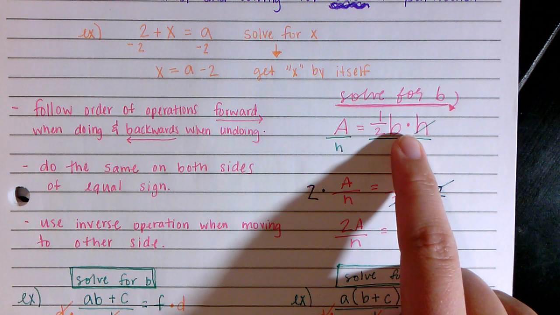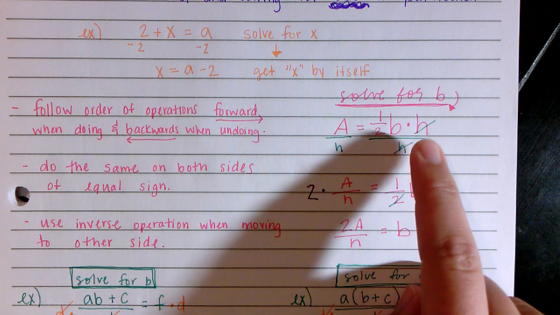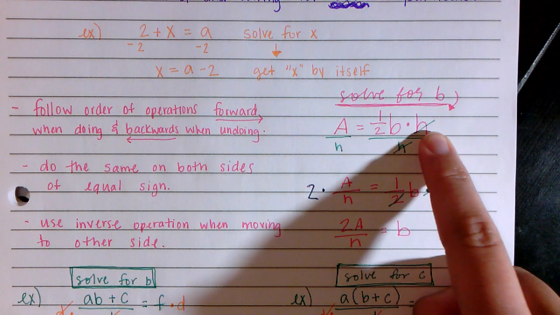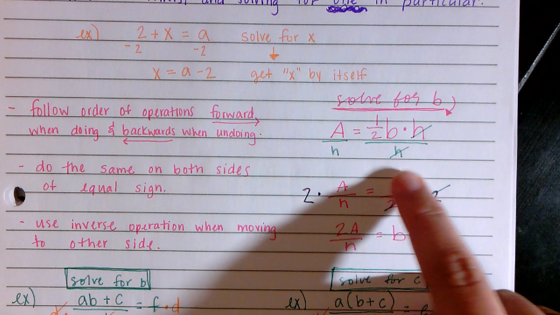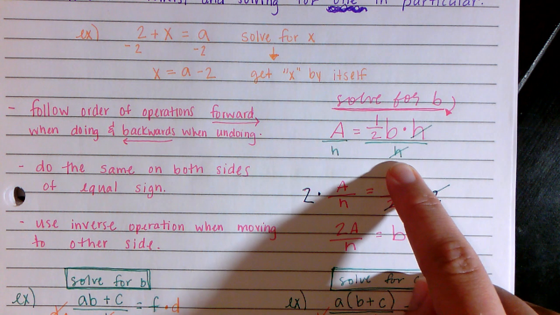So I can't do adding or subtracting first because there's none of that. So to get rid of times h, I divide by h. Remember, whatever you're trying to get rid of, that's what you do your inverse operation with.